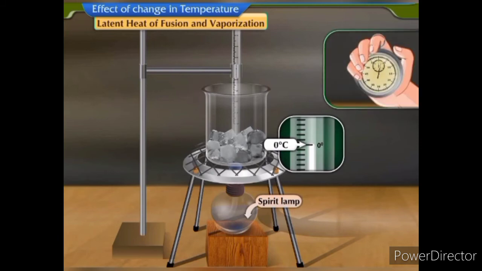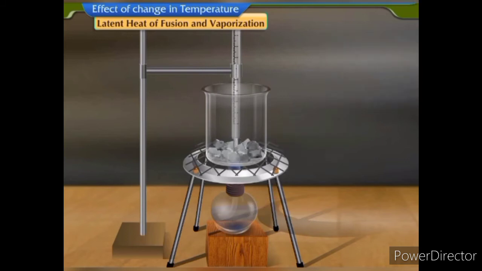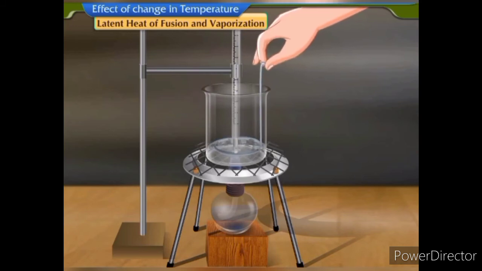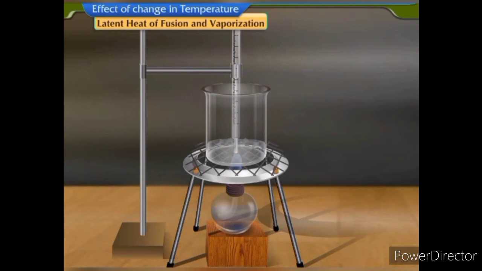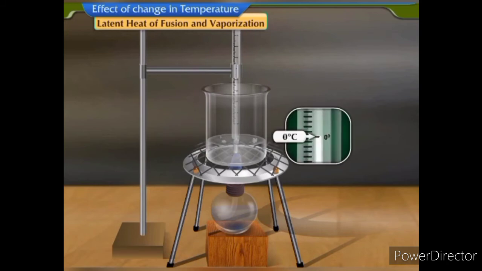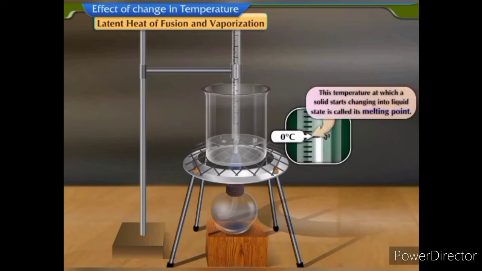Note down the temperature every minute from the thermometer. Ice melts gradually. We should keep on stirring the mixture of ice and water on the burner thoroughly. We find that the temperature of melting ice remains constant at 0 degrees Celsius as long as there remains any solid ice. This temperature at which a solid starts changing into liquid state is called its melting point.